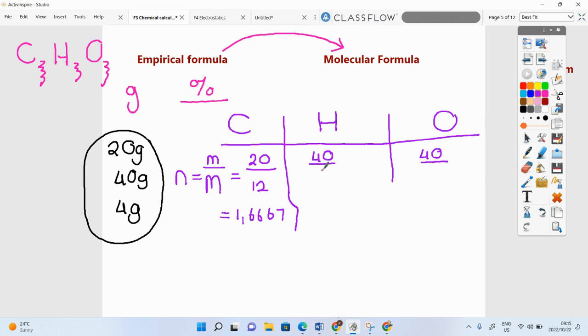Then this one is going to be 40 over 1, and that's just going to give us 40. This one's going to be 40 over 16. Work that out for us quickly. 2.5 on the dot, because 16, 32, and half of 16 is 8.